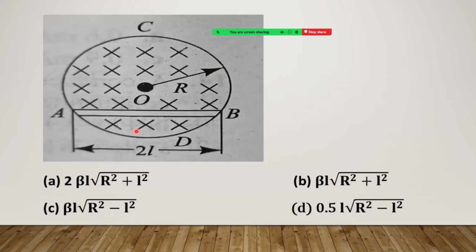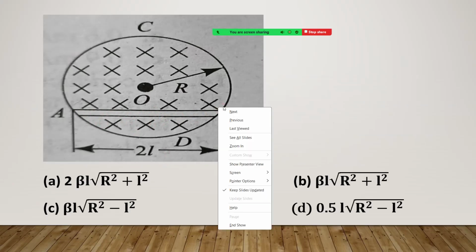We can see the diagram here. Given field is into the board. And this is the conducting rod. So we have to find the EMF across this rod. Okay. Let us see how to start.